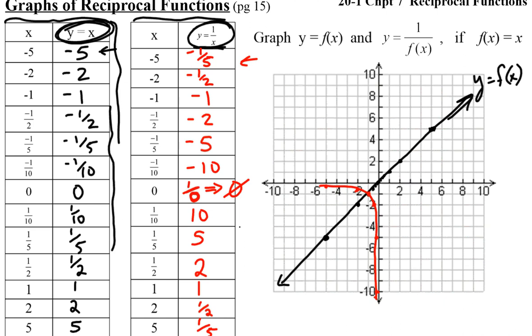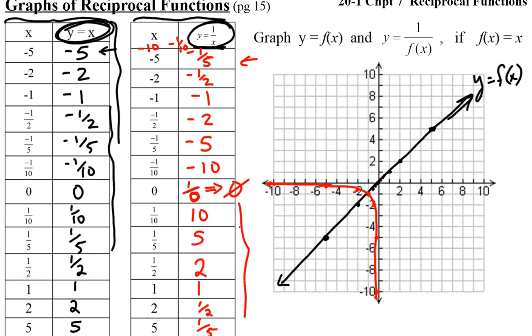Well, what would happen if I had x equal to, let's just add a -10 here. If I was at x -10, I would be at -1/10. So -10, -1/10. Again, I'm getting close to the axis, but never actually getting to it yet. Well, let's do the bottom half now.